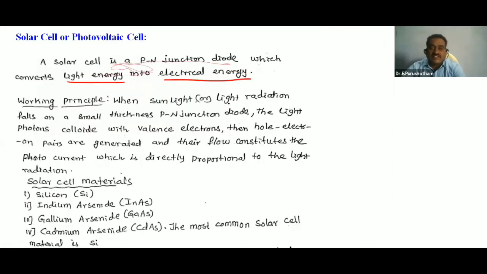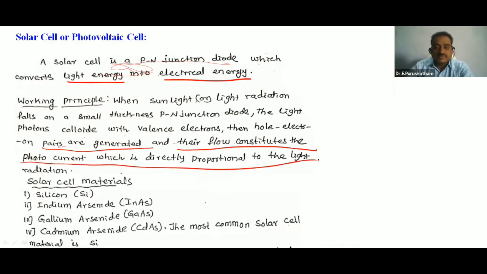When sunlight or sun radiation falls on a small thickness of PN junction diode, the light photons collide with valency electrons, then electron hole pairs are generated and their flow constitutes photocurrent, which is directly proportional to light radiation.